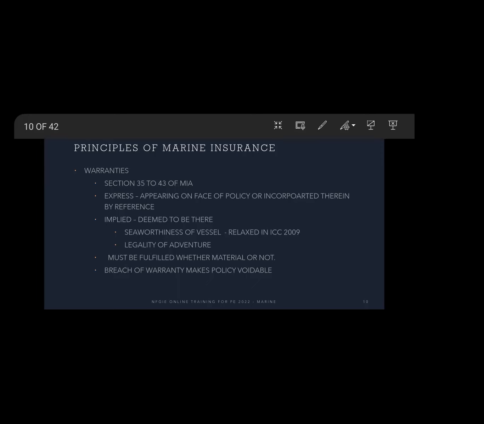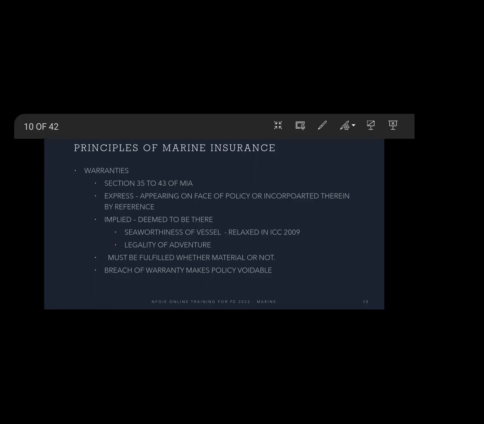That you can see later when we are studying the Institute Cargo clauses. The second implied warranty is the legality of adventure. That means that whatever goods we are transiting, it should be falling within the purview of the law. No illegal things like smuggling, or selling of contraband goods. All this should not be taking place. So these are the two implied warranties.